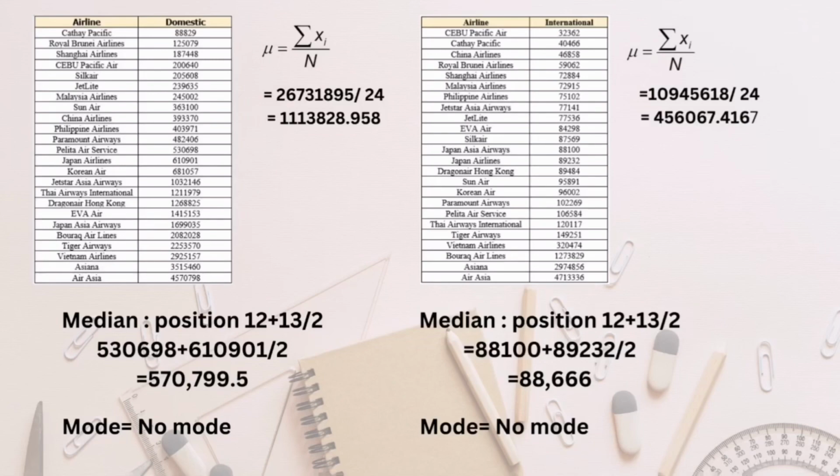Next, I will present part 2 about the mean, median, and mode for each dataset. First of all, to find the mean for the domestic dataset, we use the formula: the sum of the total amount of data divided by 24. The mean for domestic is 26,731,895 divided by 24, and we get 1,113,828.958. The mean for international is 10,945,618 divided by 24, so we get 456,067.4167.